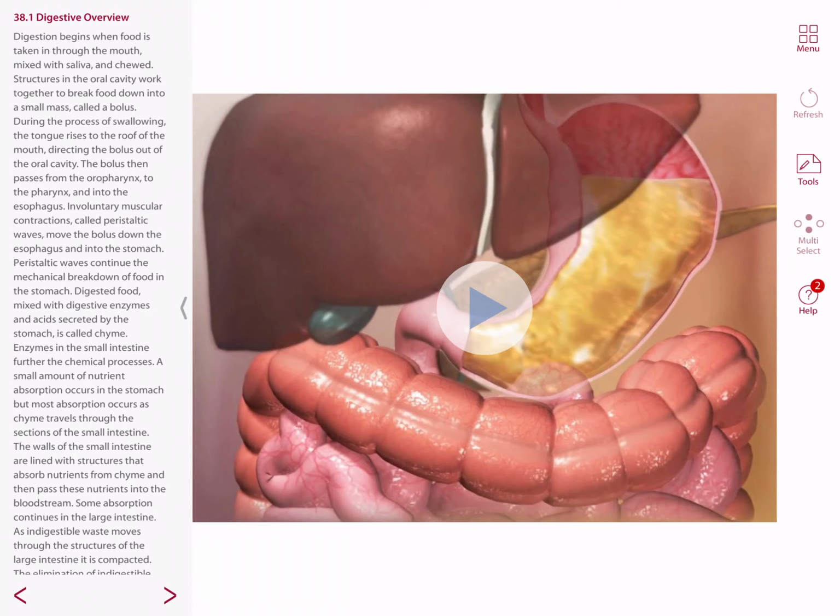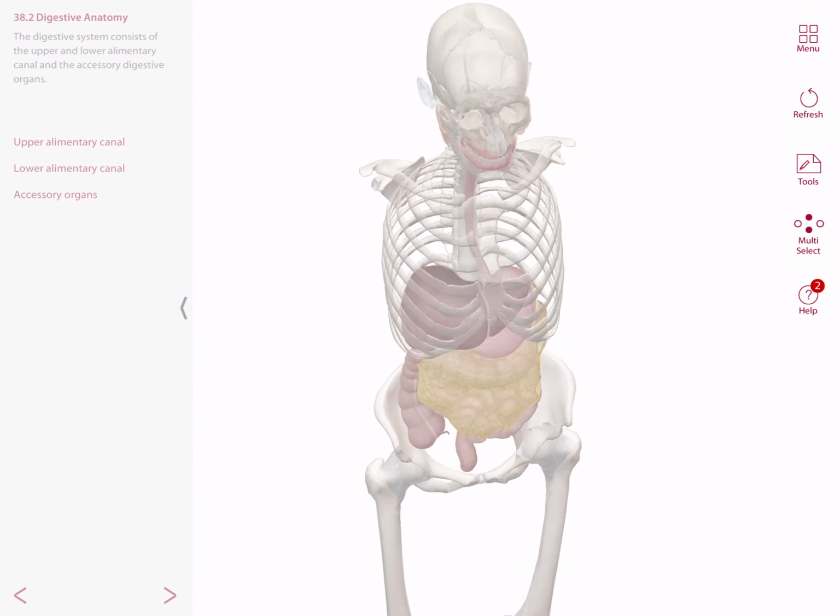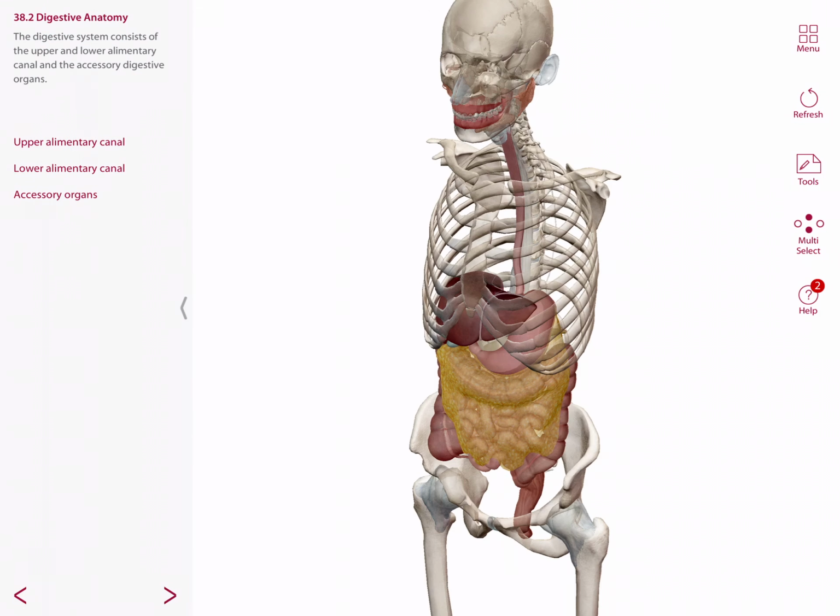Alright, so we're going to go through section 38. We'll skip any videos along the way since now you have free access to this online software, so I'll let you watch those on your own time. So now we got the introduction to the digestive anatomy.